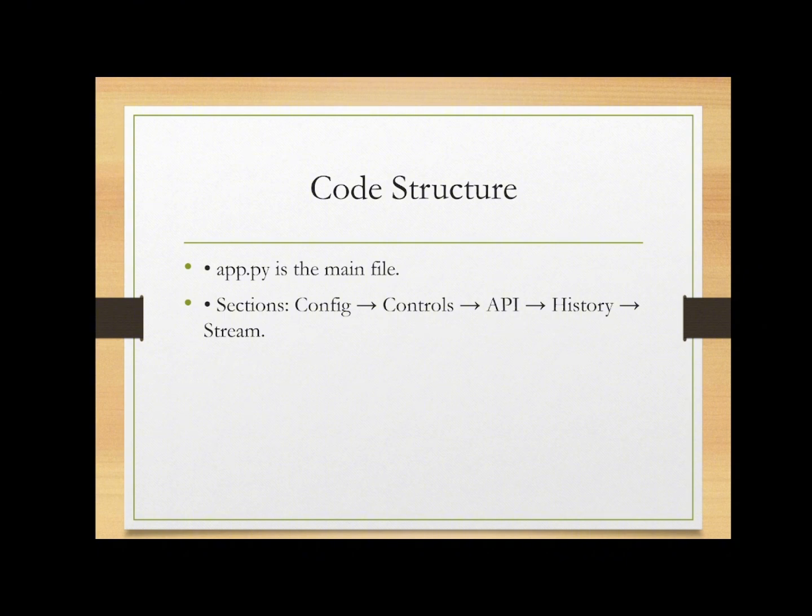Coming to the code structure, the main Python file is app.py. It is divided into several parts: page configuration, sidebar controls for model and settings, API initialization and key input, chat session state for memory, and a message loop for streaming replies. The structure is clean and modular, making it easy to extend later.